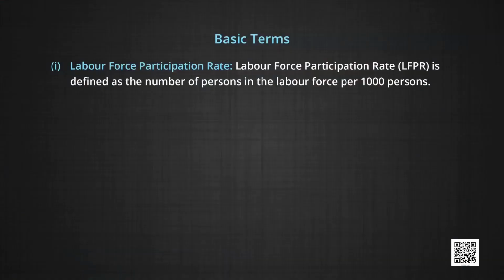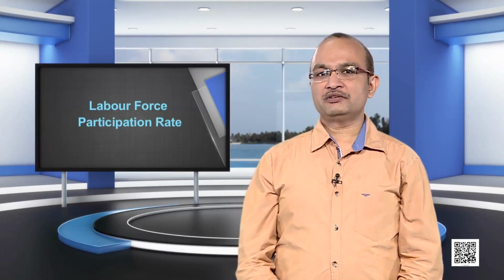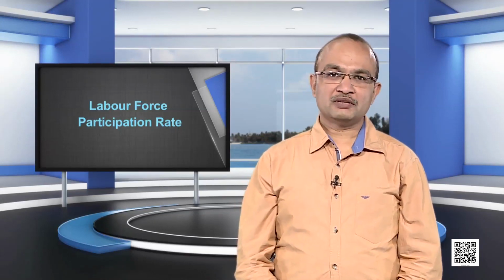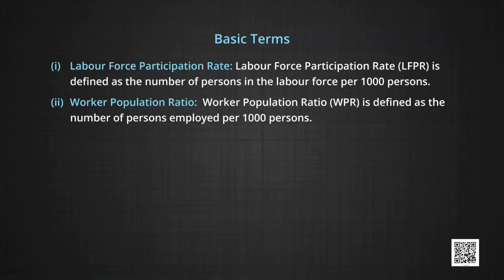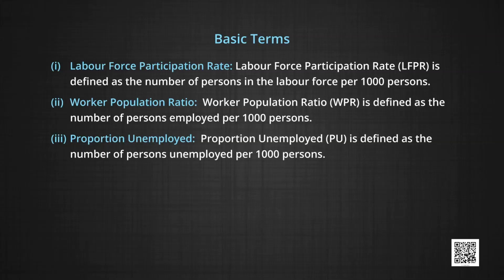Labor force participation rate, also known as LFPR, is defined as the number of persons in the labor force per 1000 persons. It includes people who are employed as well as those who are unemployed, but are actively looking for jobs. Workers participation ratio, also known as WPR, is defined as the number of persons employed per 1000 persons. Now, proportion of unemployed. Proportion of unemployed, also known as PU, is defined as the number of persons employed per 1000 persons.